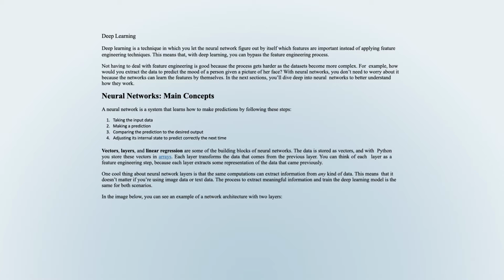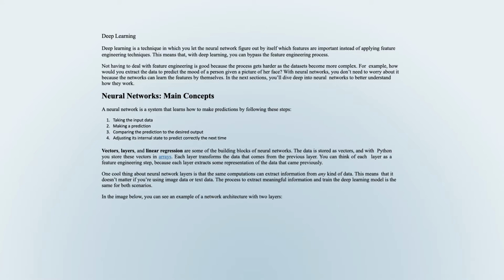The data is stored as vectors, and with Python you store these vectors in arrays. Each layer transforms the data that comes from the previous layer. You can think of each layer as a feature engineering step, because each layer extracts some representation of the data that came previously. One cool thing about neural network layers is that the same computations can extract information from any kind of data. This means that it doesn't matter if you're using image data or text data. The process to extract meaningful information and train the deep learning model is the same for both scenarios.